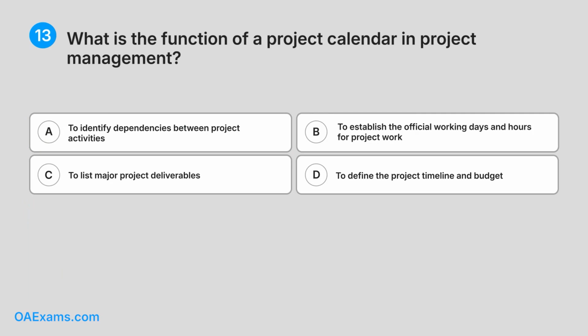13. What is the function of a project calendar in project management? A. To identify dependencies between project activities. B. To establish the official working days and hours for project work. C. To list major project deliverables. D. To define the project timeline and budget. What do you think is the answer?